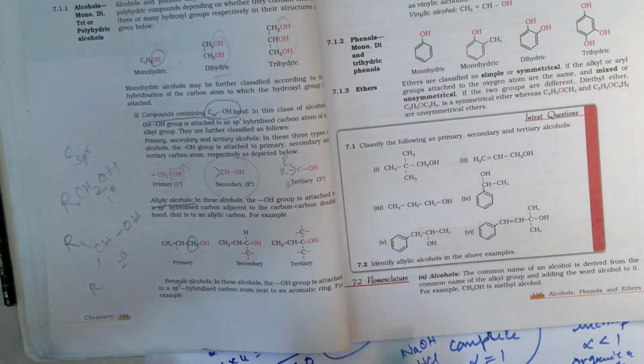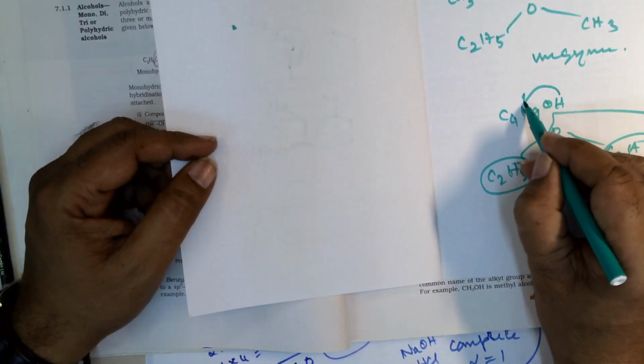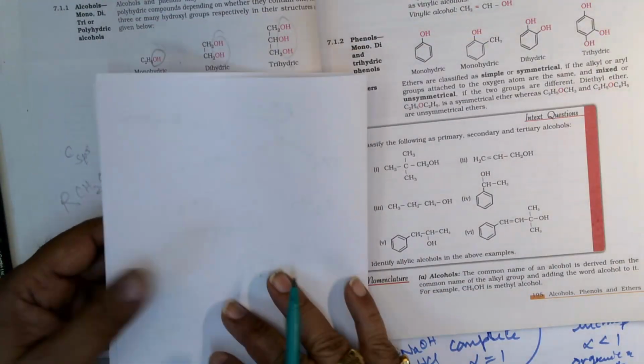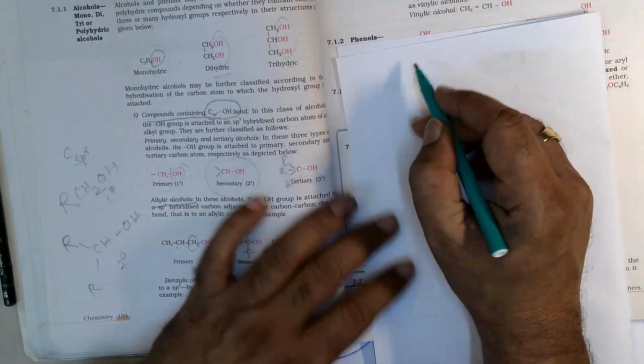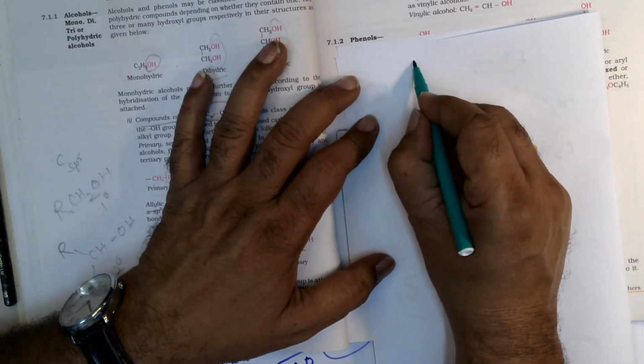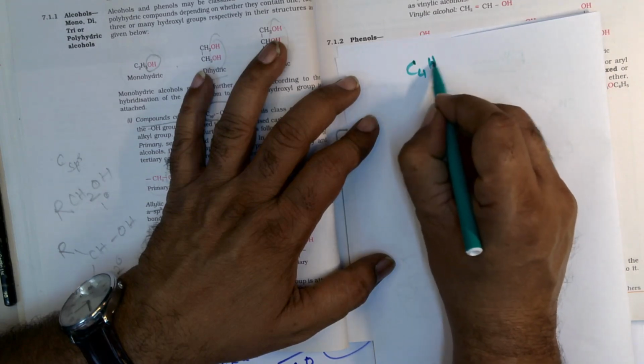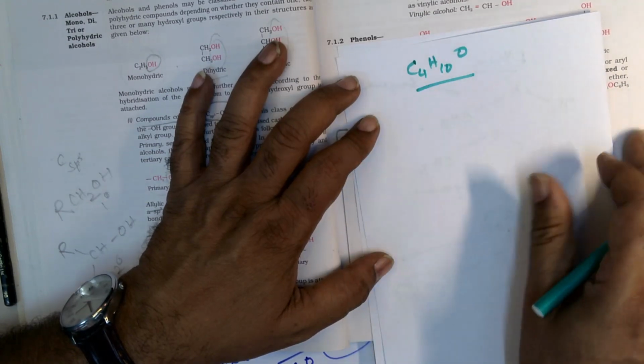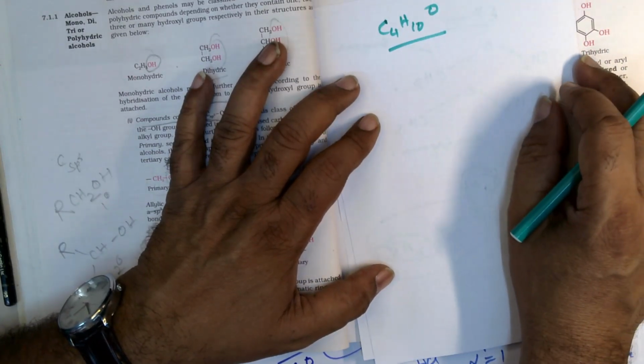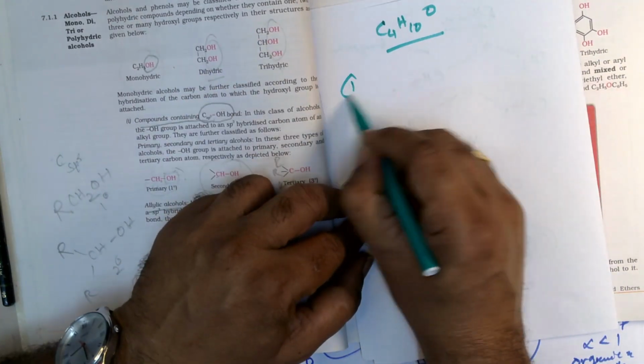Now, I have one formula. You can add this H here. So C4H10O. Develop various types of ether, that is, isomers of ether of C4H10O, right? Can you develop? How can you develop? Let us take one.